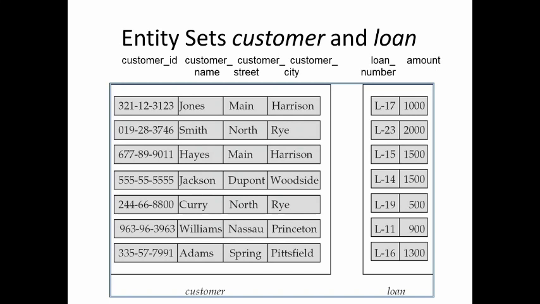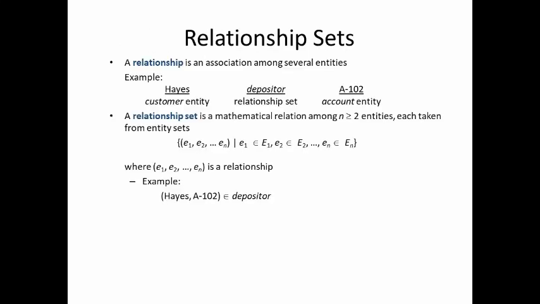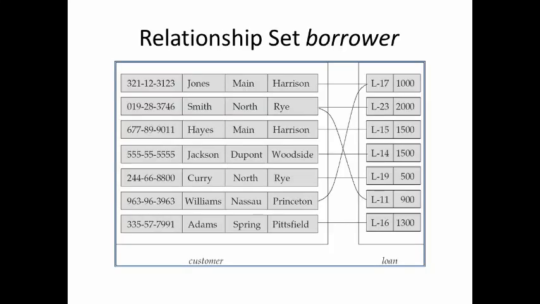We're looking at it from the perspective of tables. These are two tables, one for customer and the other one for loan. We can create a relationship between those two, where a relationship is an association among several entities. Example, Hayes, who deposits in a particular account. So now we have Hayes.